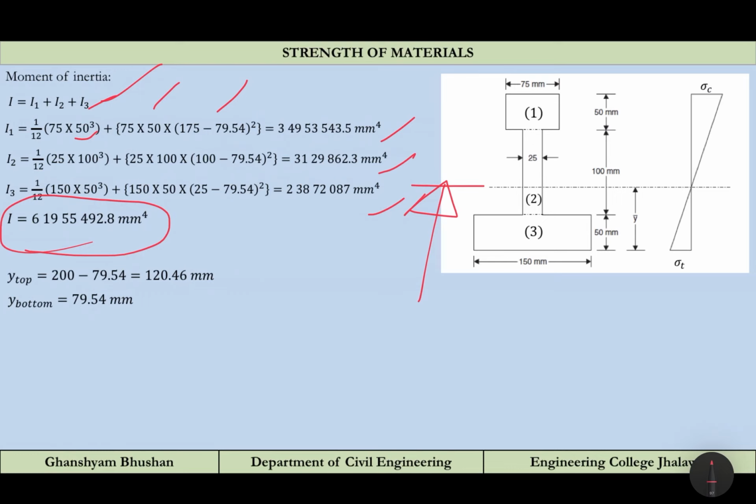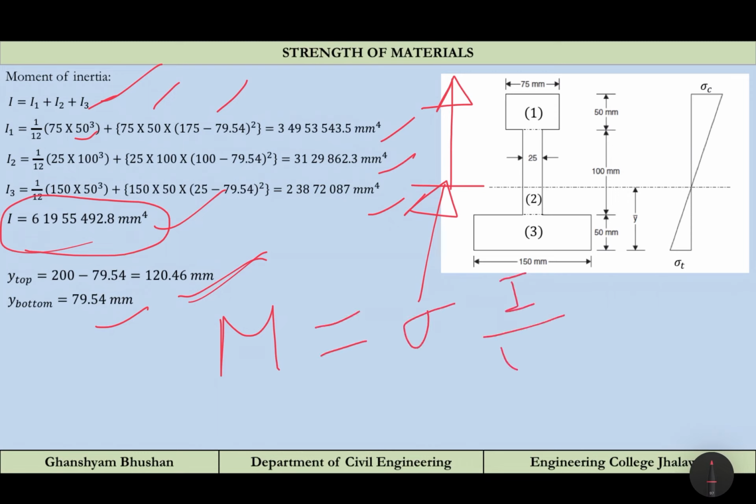61955,492.8 millimeter raised to power 4. This is our I. So Y bottom we have already calculated, it is 79.54. Y top is coming out to be, how can we calculate it? Y top is this distance. So total is 200 minus 79.54, we will have 120.46 millimeters.